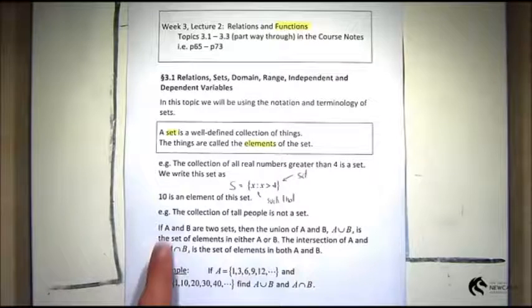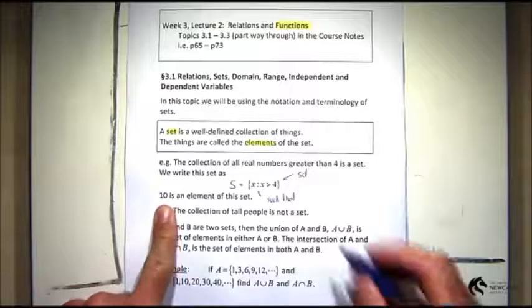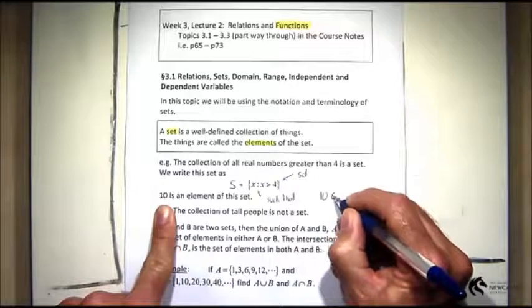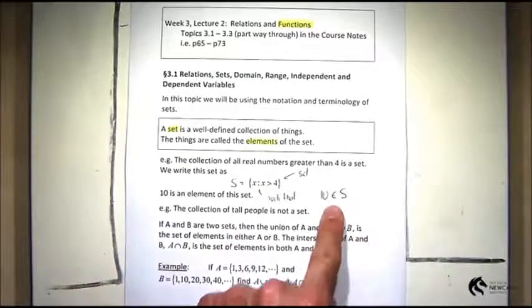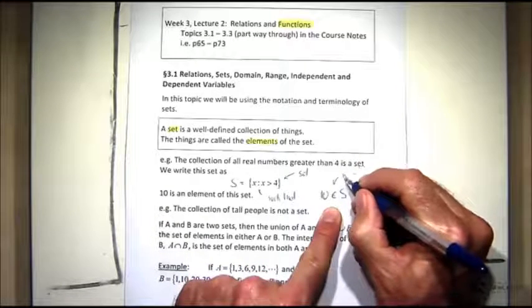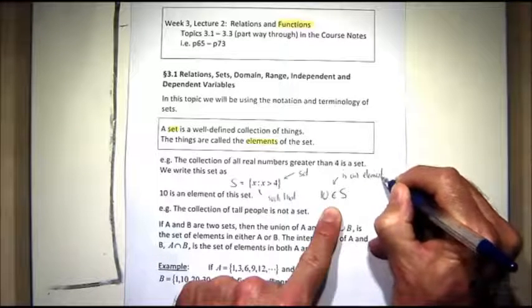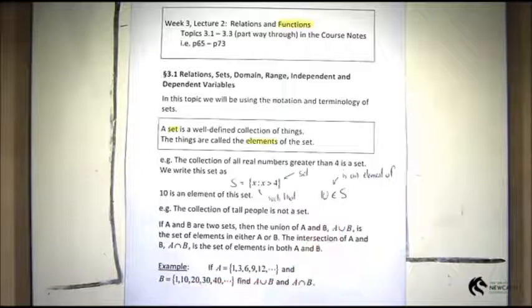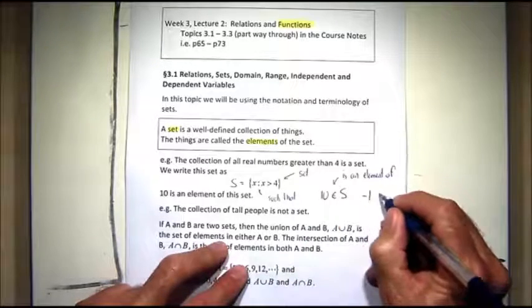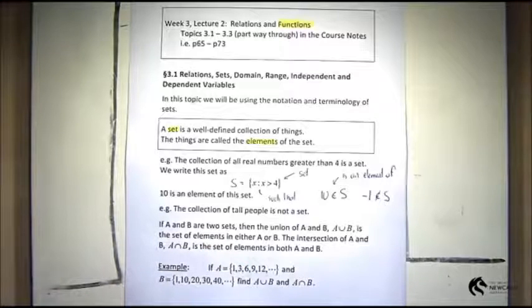And I can tell, for example, that 10 is an element of that set. 10 is a number, it's greater than 4. And so I would write 10 is an element of, is that little symbol there. So, is an element of. And likewise, I would say minus 1 is not an element of that set. So that's the notation and the words that we're going to use.